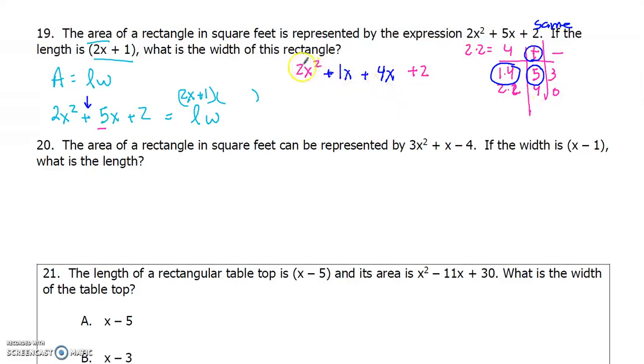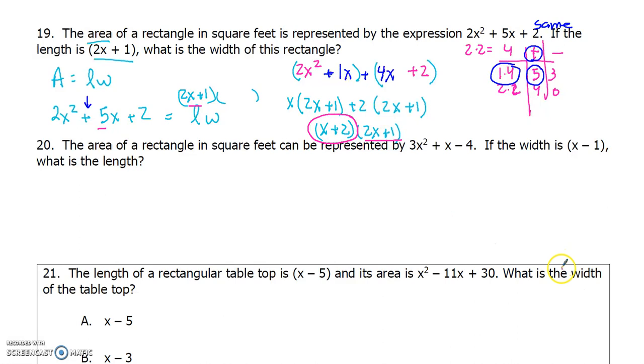Okay, so now I can group and factor out the GCF. So common here is an x. That will leave me 2x plus 1. Common here is a 2. That will leave me 2x plus 1. So I have x plus 2 and 2x plus 1. So let's look. Remember, they already gave me 2x plus 1. So this one they've already given me. So that means this one must be the width. So it's x plus 2.